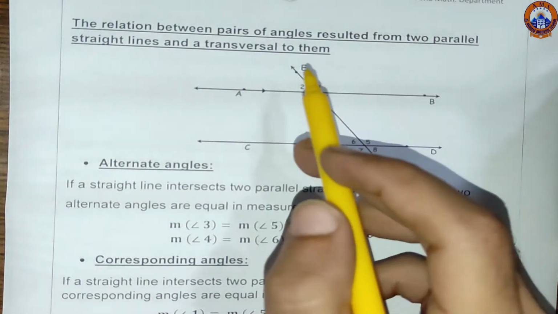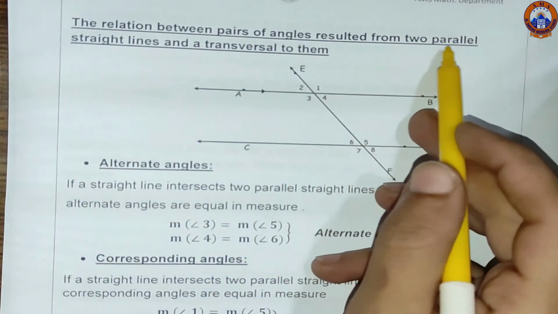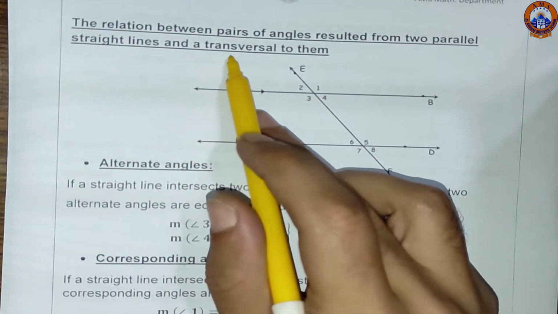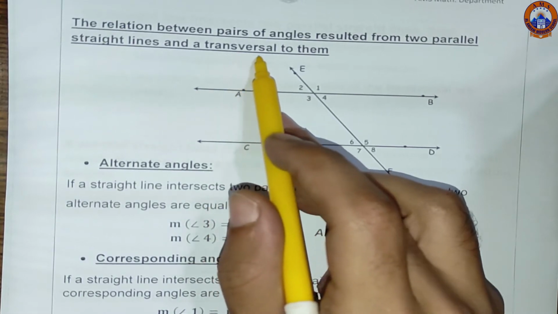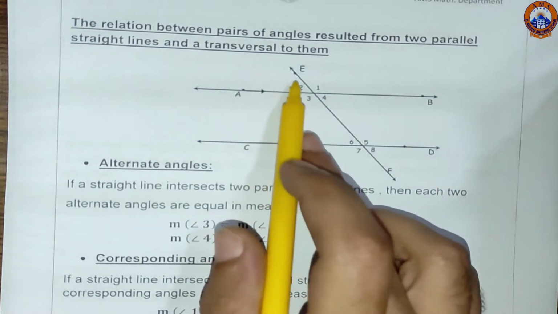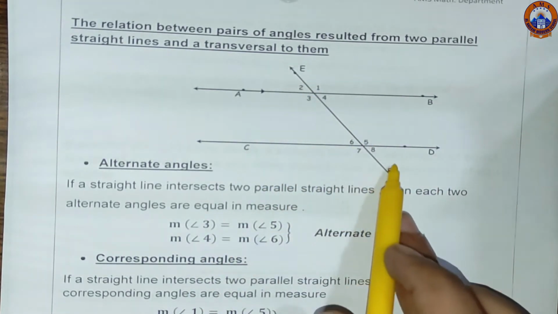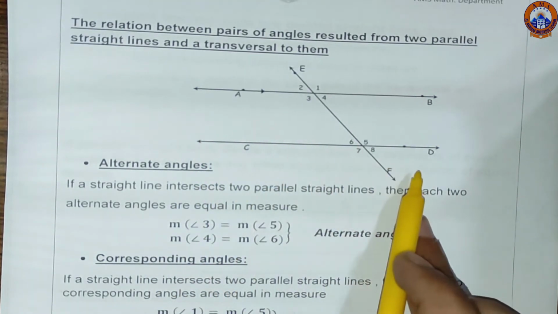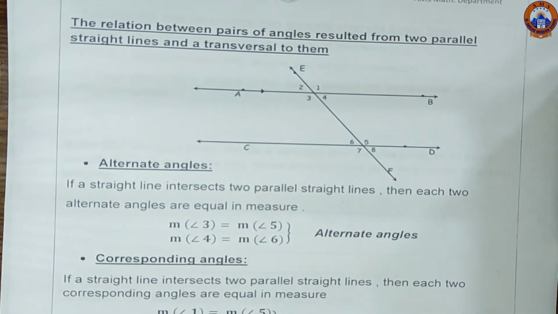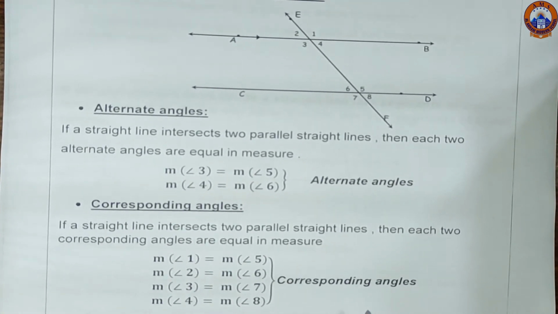The relation between pairs of angles resultant from two parallel straight lines and a transversal, which is a line that cuts them. If AB is parallel to CD and the line EF is called a transversal, in which this line cuts the two parallel straight lines AB and CD, we're gonna have three pairs of angles, and the first type is the alternate angles.